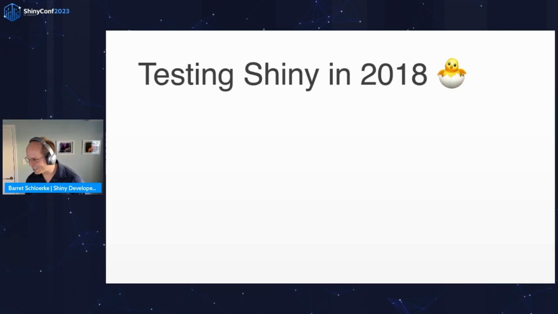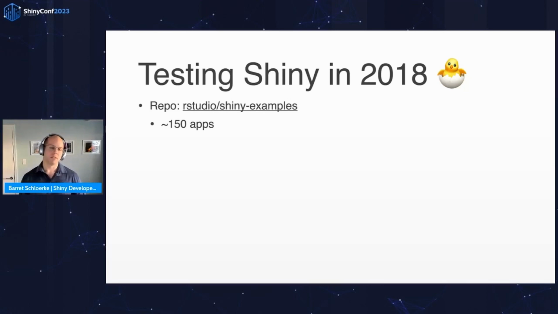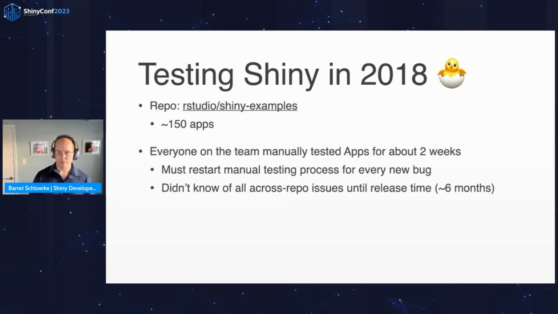Okay, so yes, as Marlene said, tell me a story, Uncle Barret. Well, all right. Back in 2018, I joined the Shiny team, and that was a fun year. I did a little bit of work on ReactLog, a little bit of work on Leaflet, and then okay, now we're ready to release Shiny. And I was like, where's the test suite? And Joe looked at me and said, we have 150 applications, and what we're going to do is everyone on the team is going to stop work for 2 weeks, and we're going to manually test all 150 applications in as many places as we can.